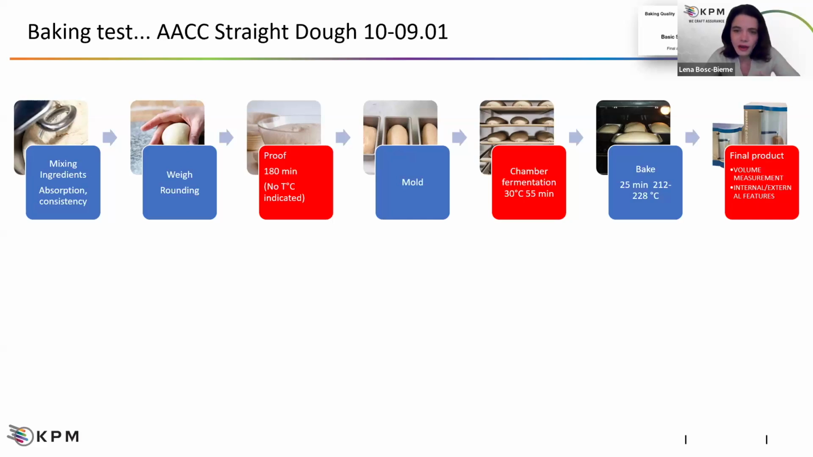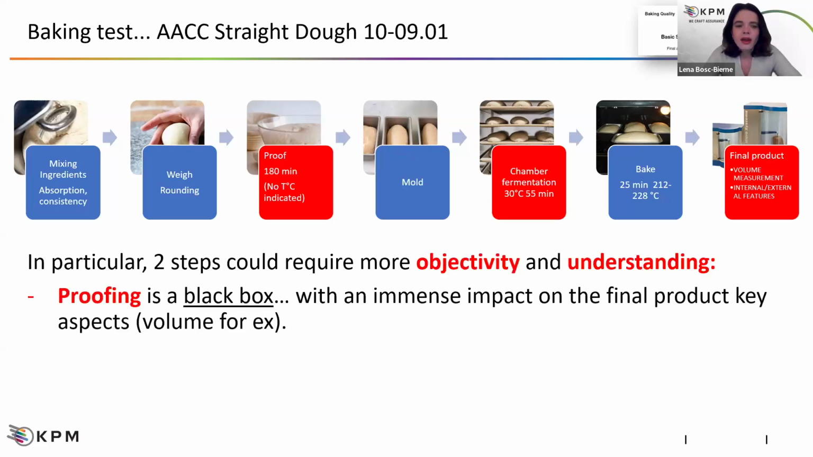And in this process, I highlighted a couple of steps in red, because those steps in particular may lack a little bit of control. So there is a proofing and there is a final product characterization. When it comes to proofing, proofing is literally a black box. We put the product in a fermentation chamber and we don't know what is going on. We don't know if the product is rising correctly. We don't know how it is rising. In the end, if there is something happening during the fermentation, we see it, but usually too late. And this has a great impact on the final characteristics of the product. I will come back to that.